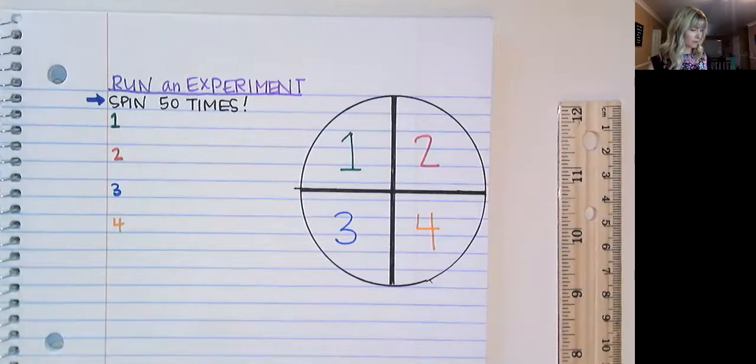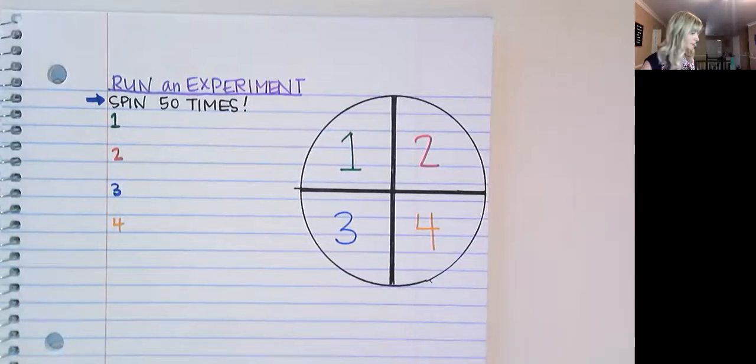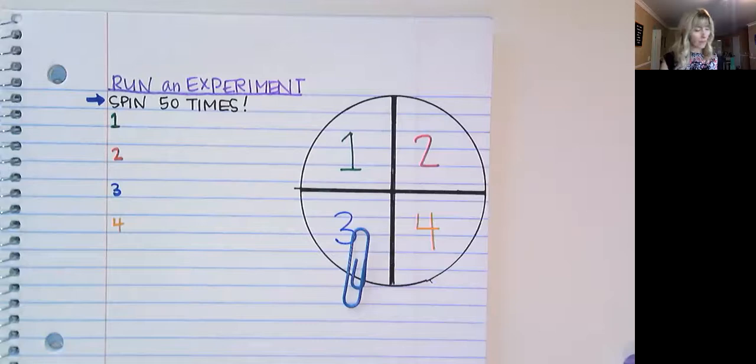Now you might be looking at this going, Ms. McGowan, you're crazy. How are you gonna spin that spinner? There's no actual spinner, okay? So you'll need something to help you actually spin. One of the really common simple things to use is a paper clip. So I have a paper clip here.